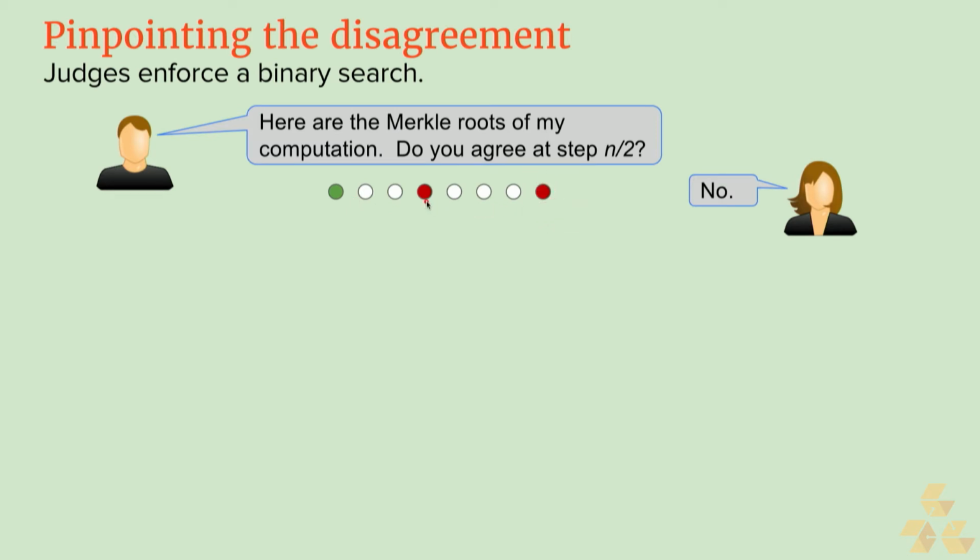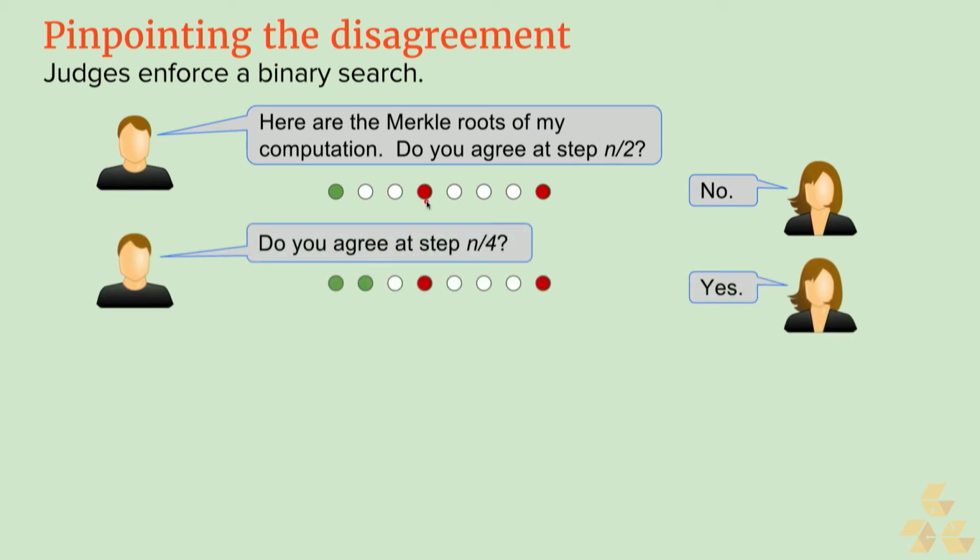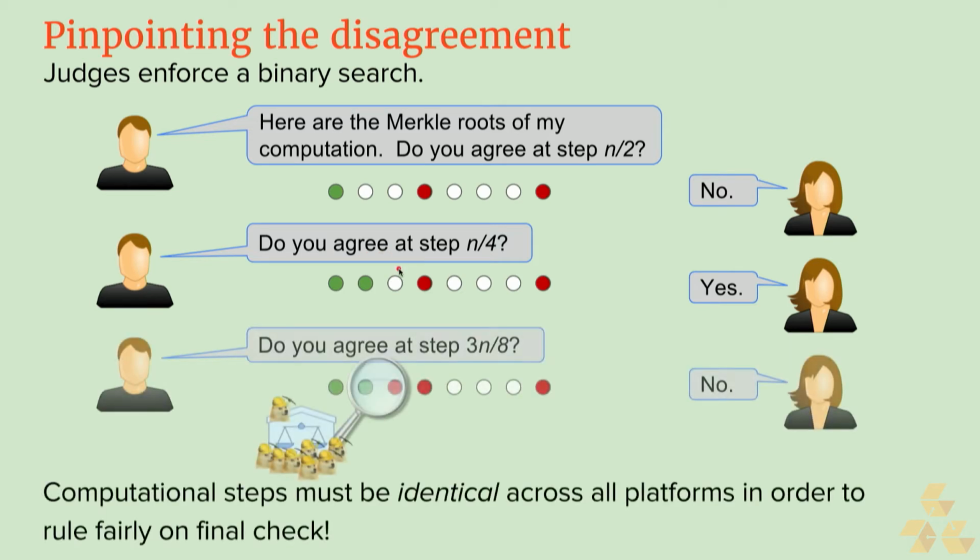So you go halfway through and ask, did you agree here? And she says, no, I don't agree. Okay, so what about step n over 4? She says, yeah, I agree there. Okay, so now we're getting closer. And then finally, do you agree at step 3n over 8? So about halfway in between those two. She says no. Okay, now since there are only 8 steps, the miners can just go and look inside that one particular step, run it on chain, and see whether this computation was done correctly.